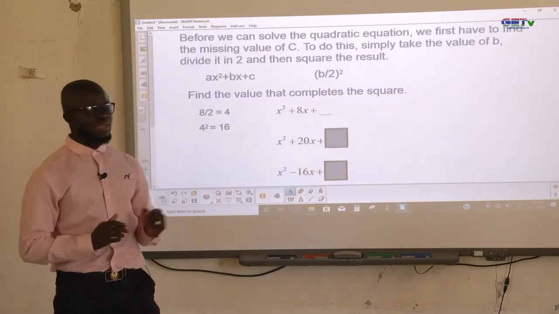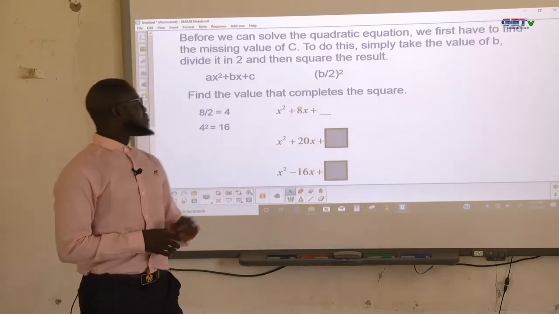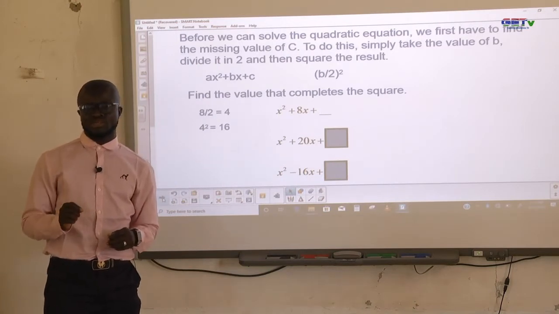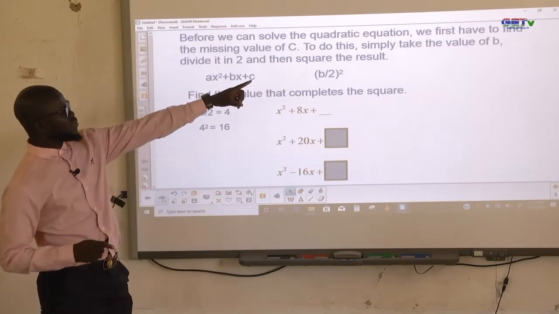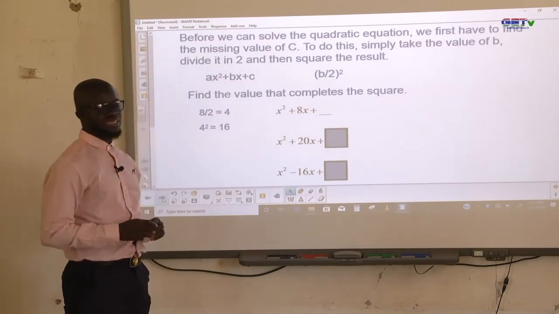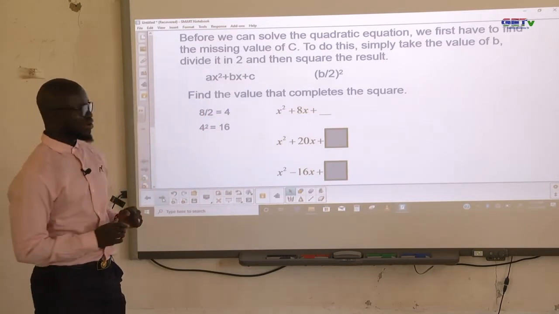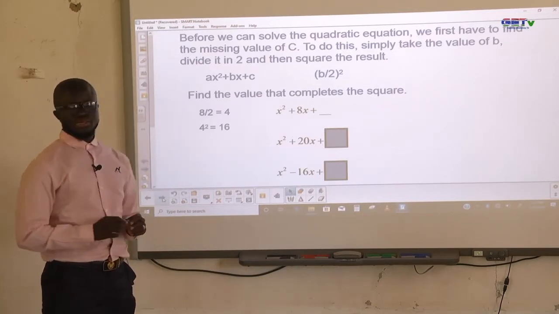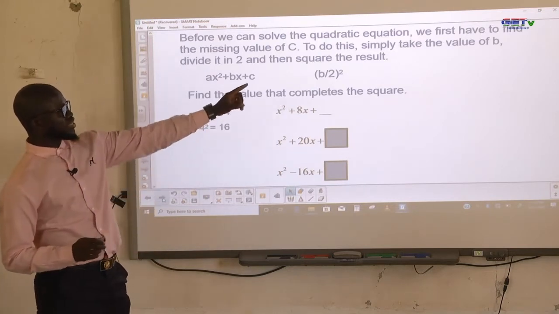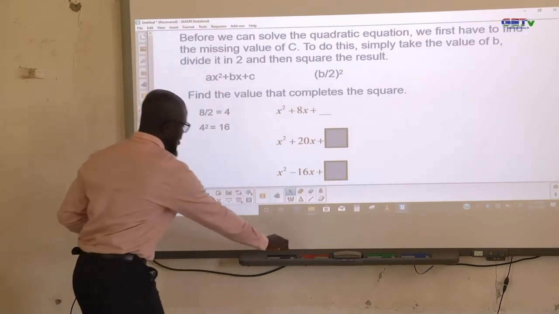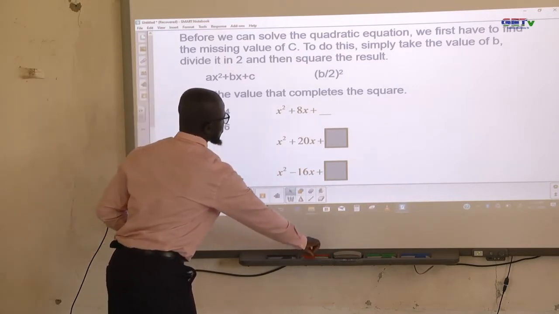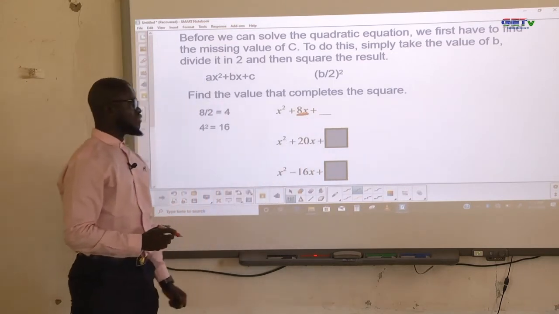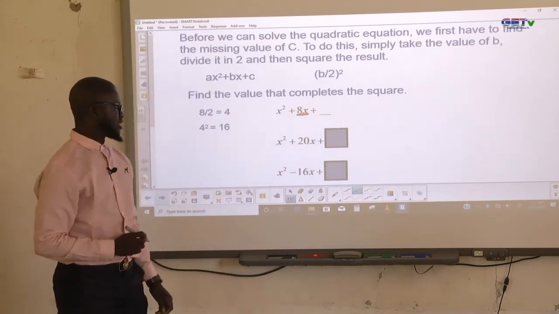Now, here is a message that I want to put to the learners. Before we can solve quadratic equations, there is something that you need to do first. We first have to find the missing value of C, where C is the constant of the expression. Very, very important, please. To do this, you simply take the value of B, and B in the expression is always the coefficient of X in the expression.